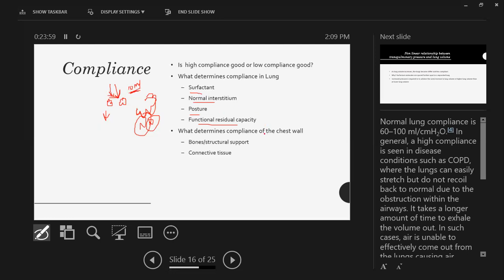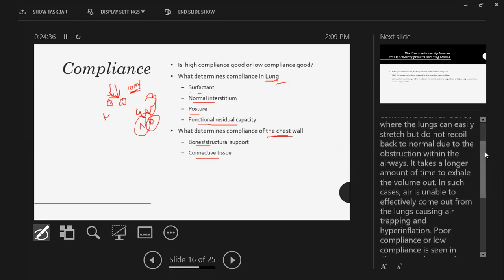So what determines the compliance of the chest wall? Is it enough if you know the compliance of the lung? It is not enough, because the chest wall is also important. The chest wall provides the opposite pressure, preventing the lung from collapsing down upon itself. So it needs to have good compliance, and that depends on the bones, structural support, and connective tissue. In general, high compliance is seen in diseases like COPD, where lungs can easily stretch but do not recoil back to normal. So it takes a longer time for the patient to exhale the volume out.